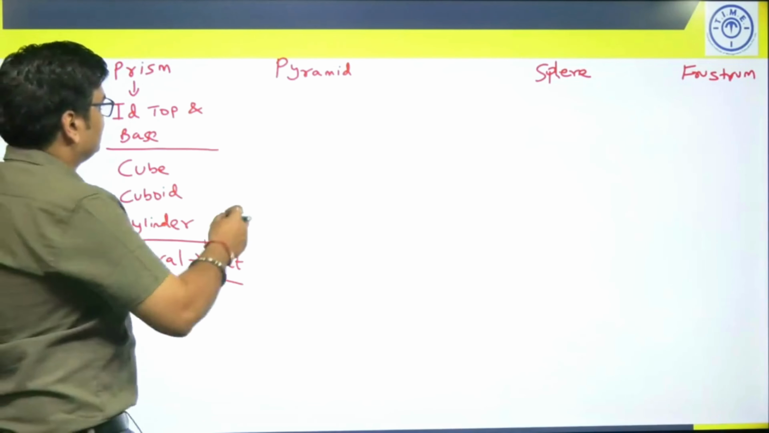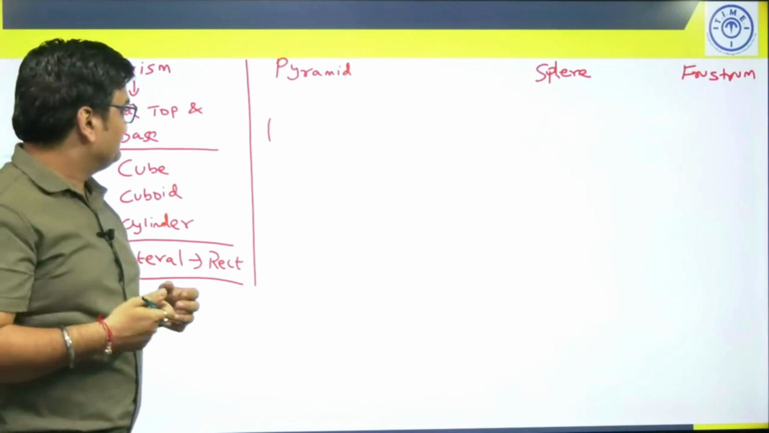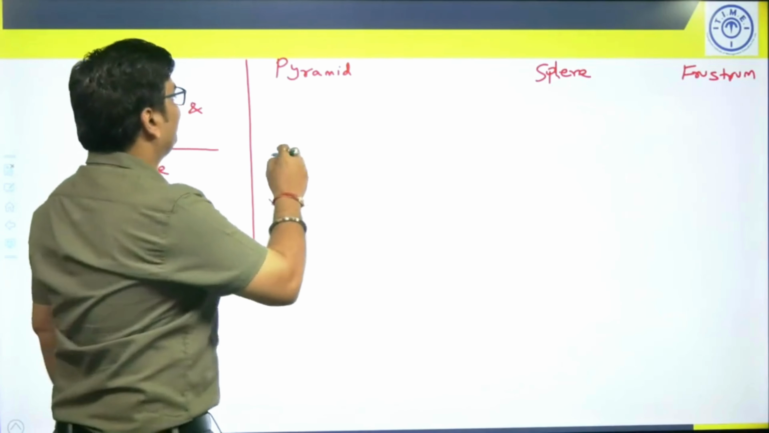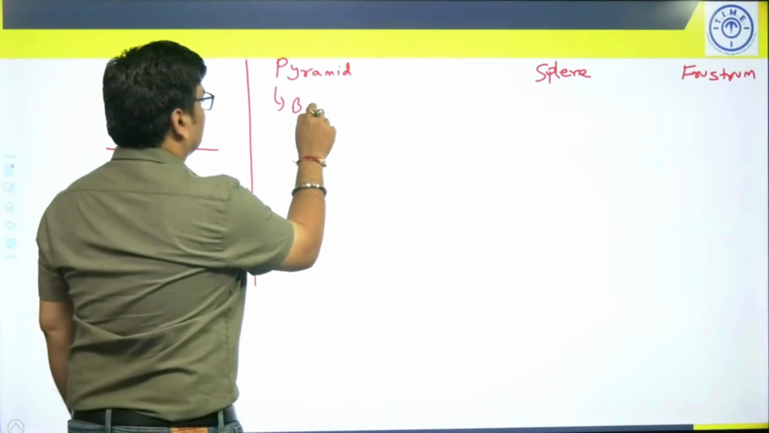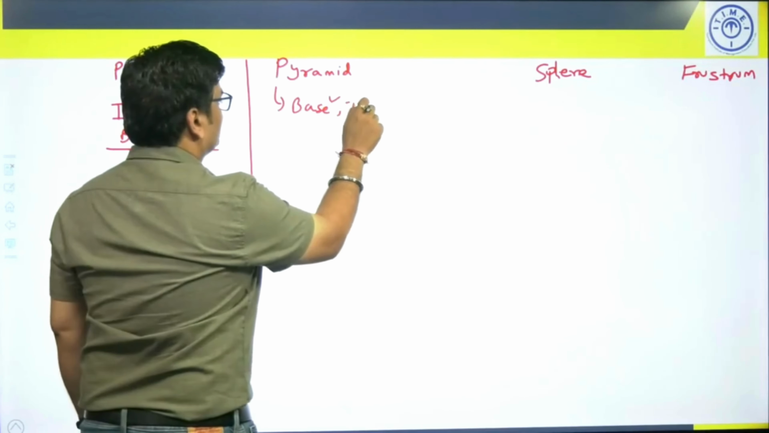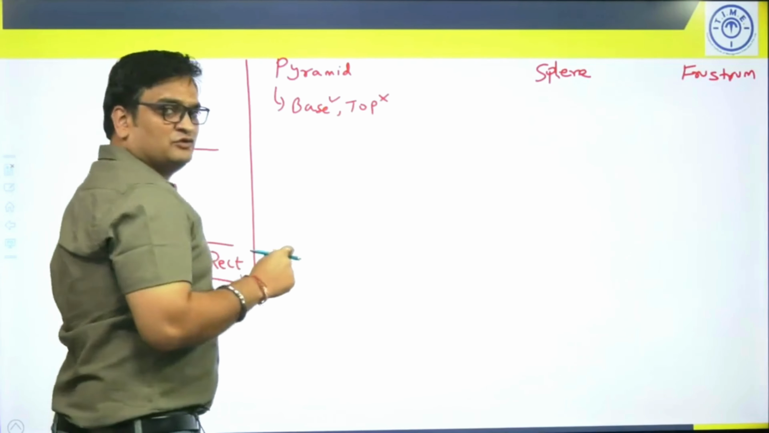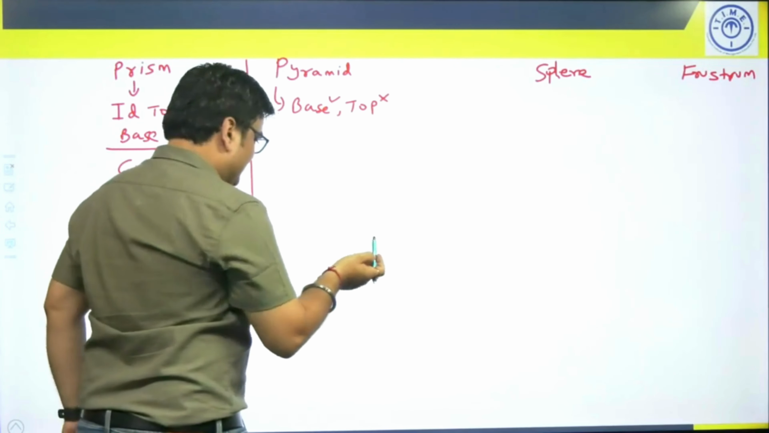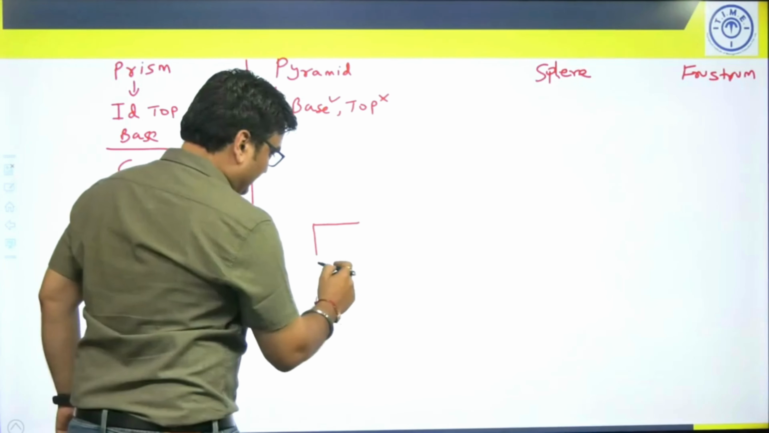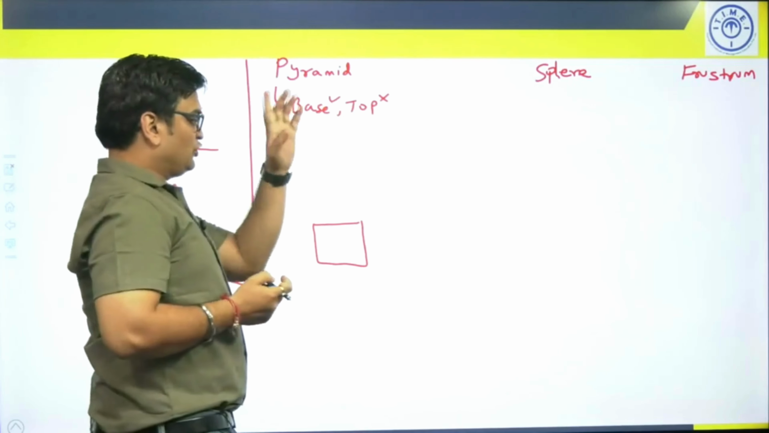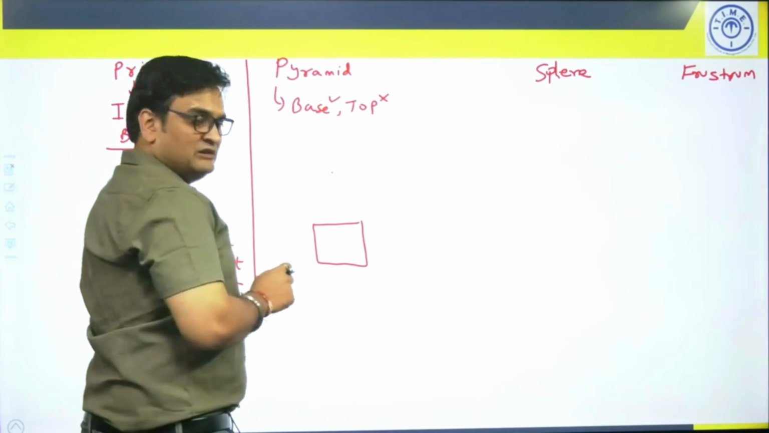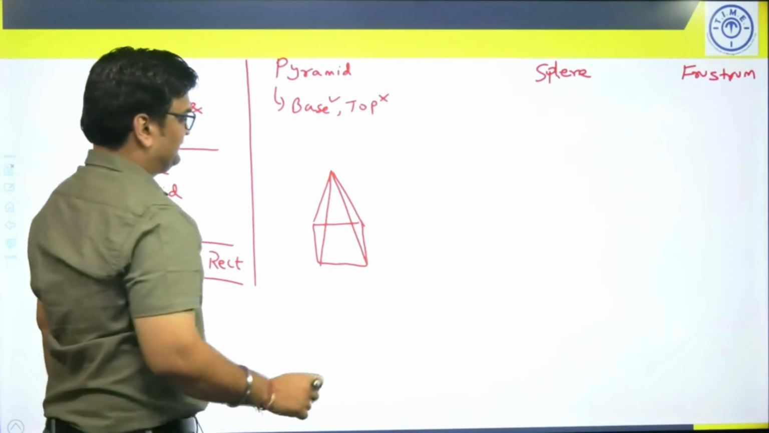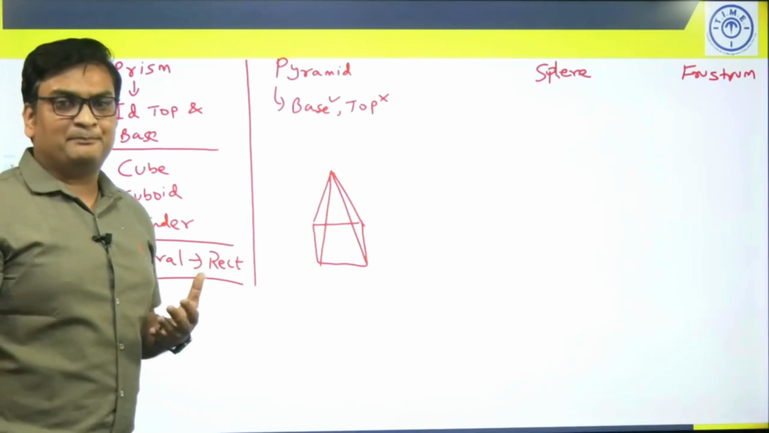Now when you move to the pyramid, how do pyramids differ with respect to prisms? Let us try to understand. Pyramids are solids which have only a base. There is no top. The top will only be a point. Thus a regular pyramid will look like this. If you take a square base, there will be a base and no top, so the top will be a point. Now this point will be connected to all the vertices of the base, and we will get a figure like this.